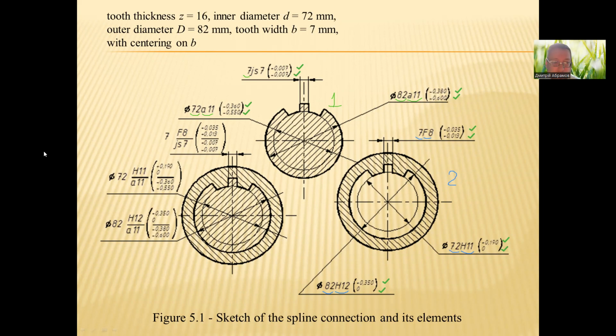And for the connection of the shaft with the bushing, for the parameter b, b is equal to 7, and we have the fit for the connection. We have tolerance fields for the fit F8, js7. F8 is for, for example, the bushing. And js7 for the shaft.